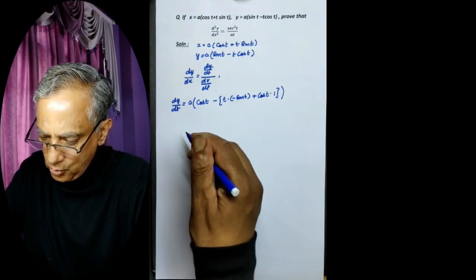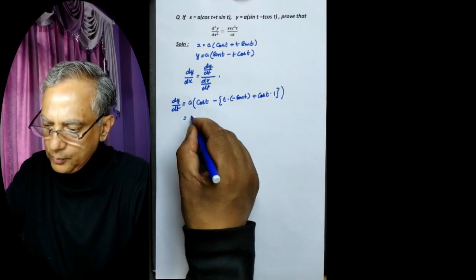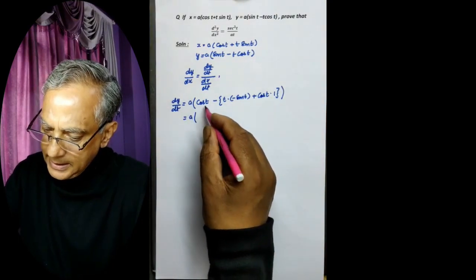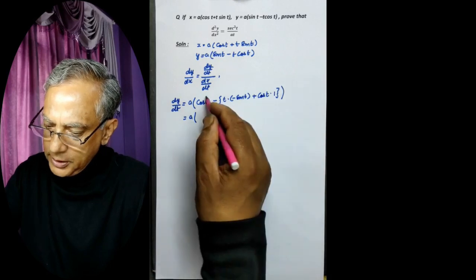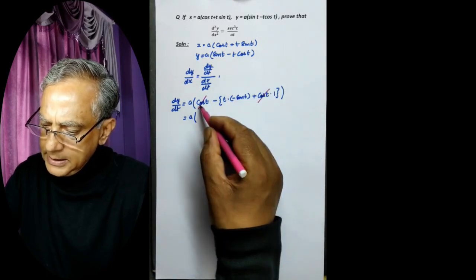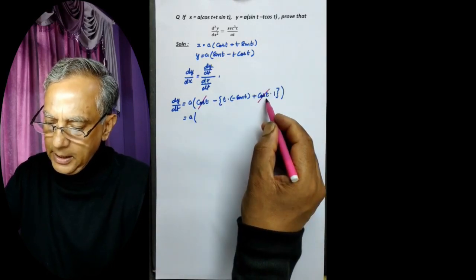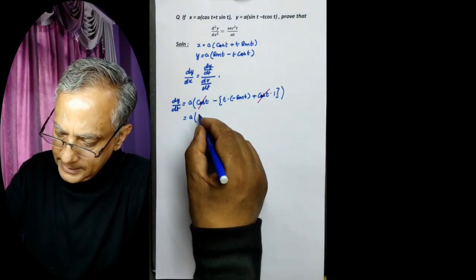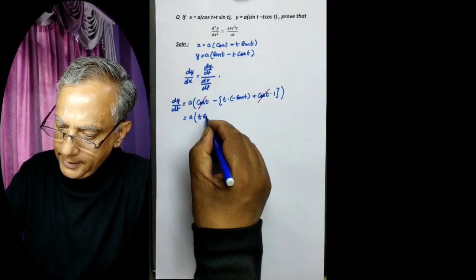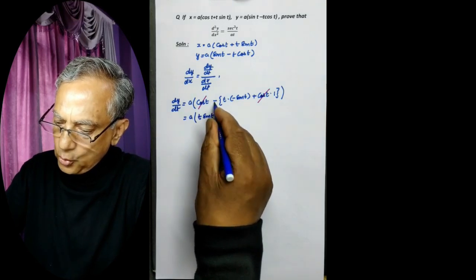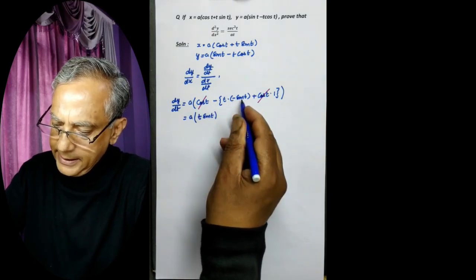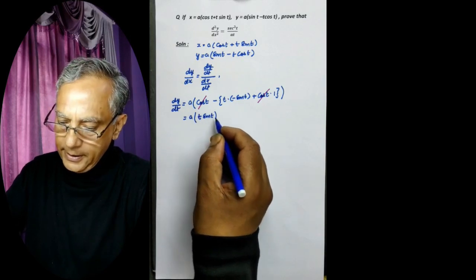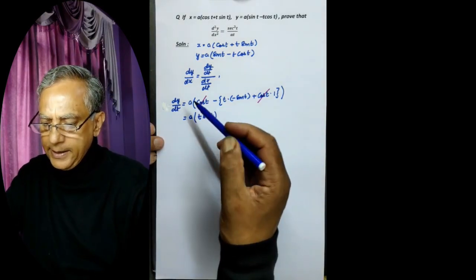So this is equal to a into. Now this cos t cancels with cos t. This is cos t, this is minus cos t. And we are left with a into t sine t. This is minus minus plus. So t sine t. We get a t sine t. So we have obtained dy by dt.